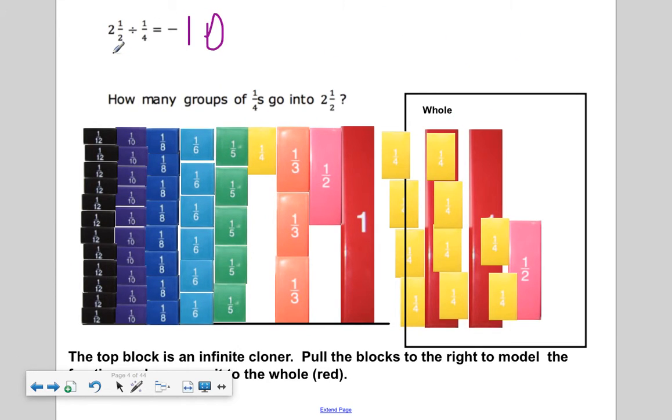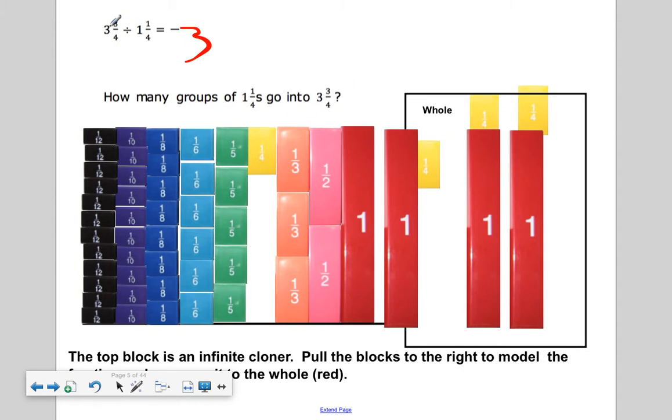So again, let's look at this one. 2 1/2. I rewrite that as an improper fraction, 5/2. So I keep it. I multiply by the reciprocal. What's the reciprocal of 1/4? 4/1. So if I multiply this, you get 20 divided by 2, or just 10. Look at your picture, you see the model, and you see the answer, 10.